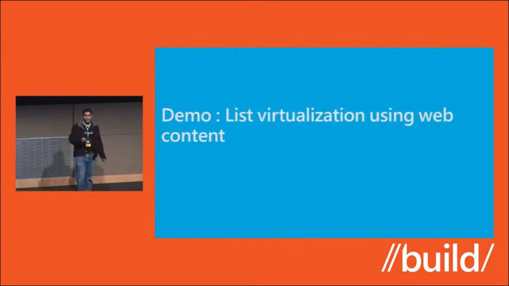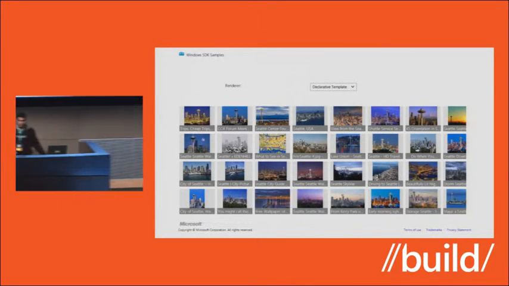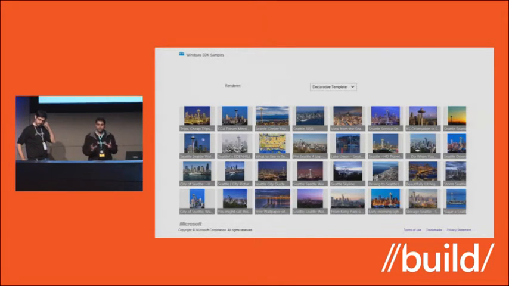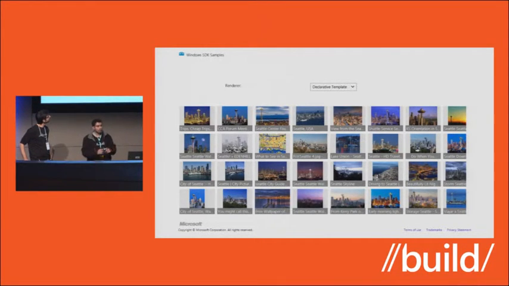So I'll now go ahead and demonstrate list virtualization with a sample here. Thank you, John. This is a sample that I have repurposed from the build.windows site. The code is right there, so you can play with it.